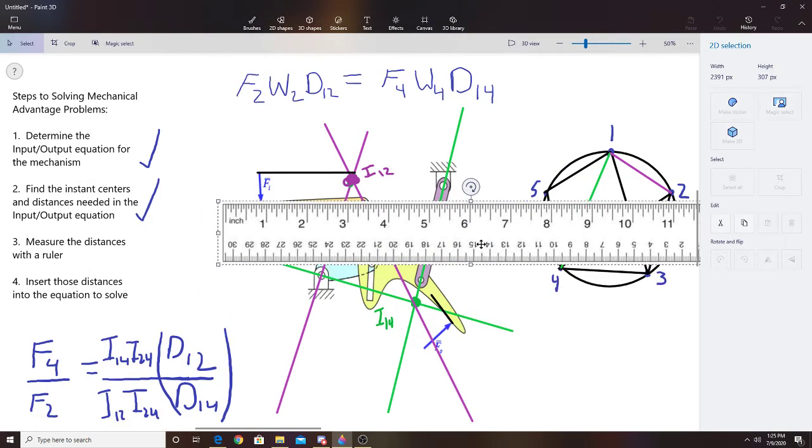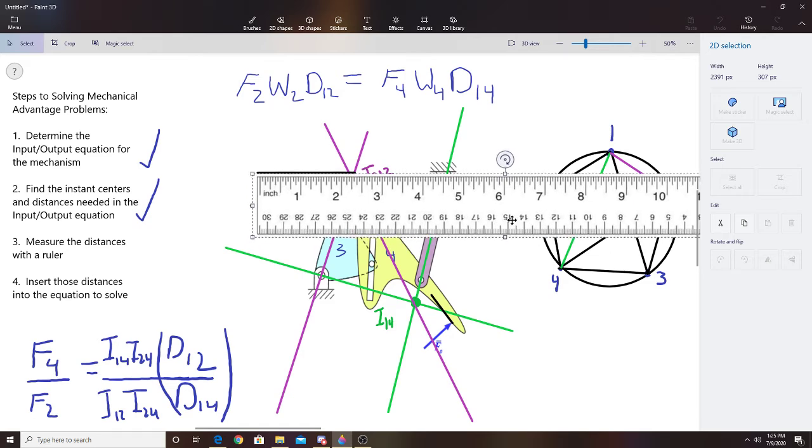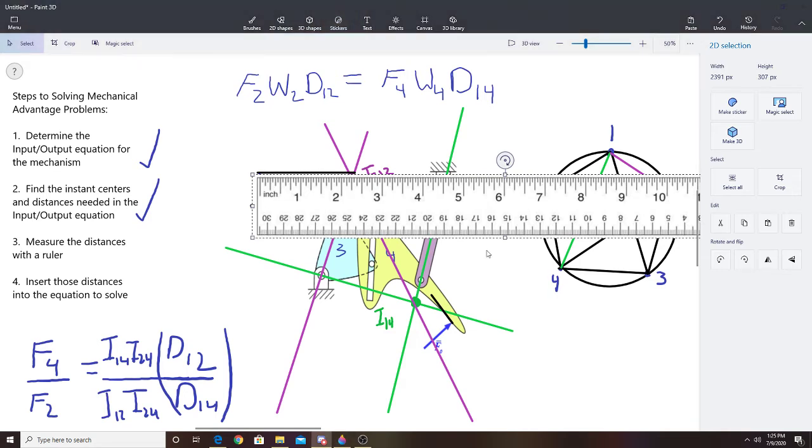Alright, so let me go ahead and measure this in the most crude way possible. So it looks like our measurement from the input force to I12 looks like what? 2 1/4 inches. We'll just call it 2 1/4 inches. So I will write that in, so D12 is 2.25. All right, cool.